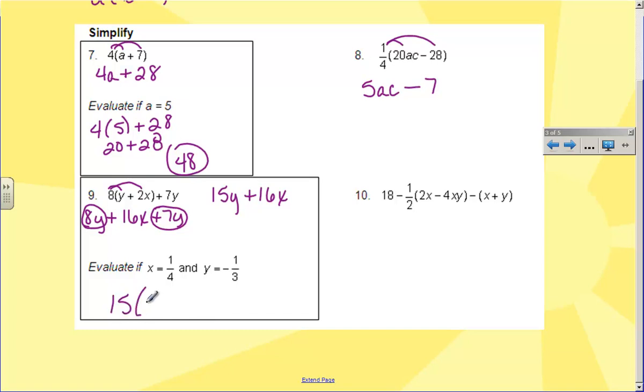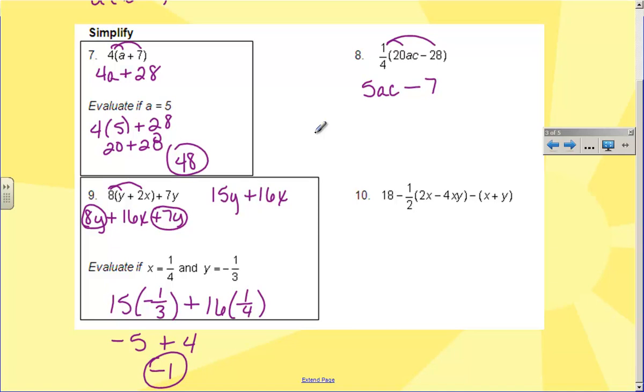So I have 15 times negative 1/3 plus 16 times 1/4. Well, just like up here, these really are just division. 15 divided by negative 3, because I'm splitting 15 into thirds and it happens to be negative. 15 divided by 3 becomes negative 5. And then 16, 1/4 of that, so 16 divided by 4 happens to be 4. And when I simplify that, I get negative 1 is my answer.